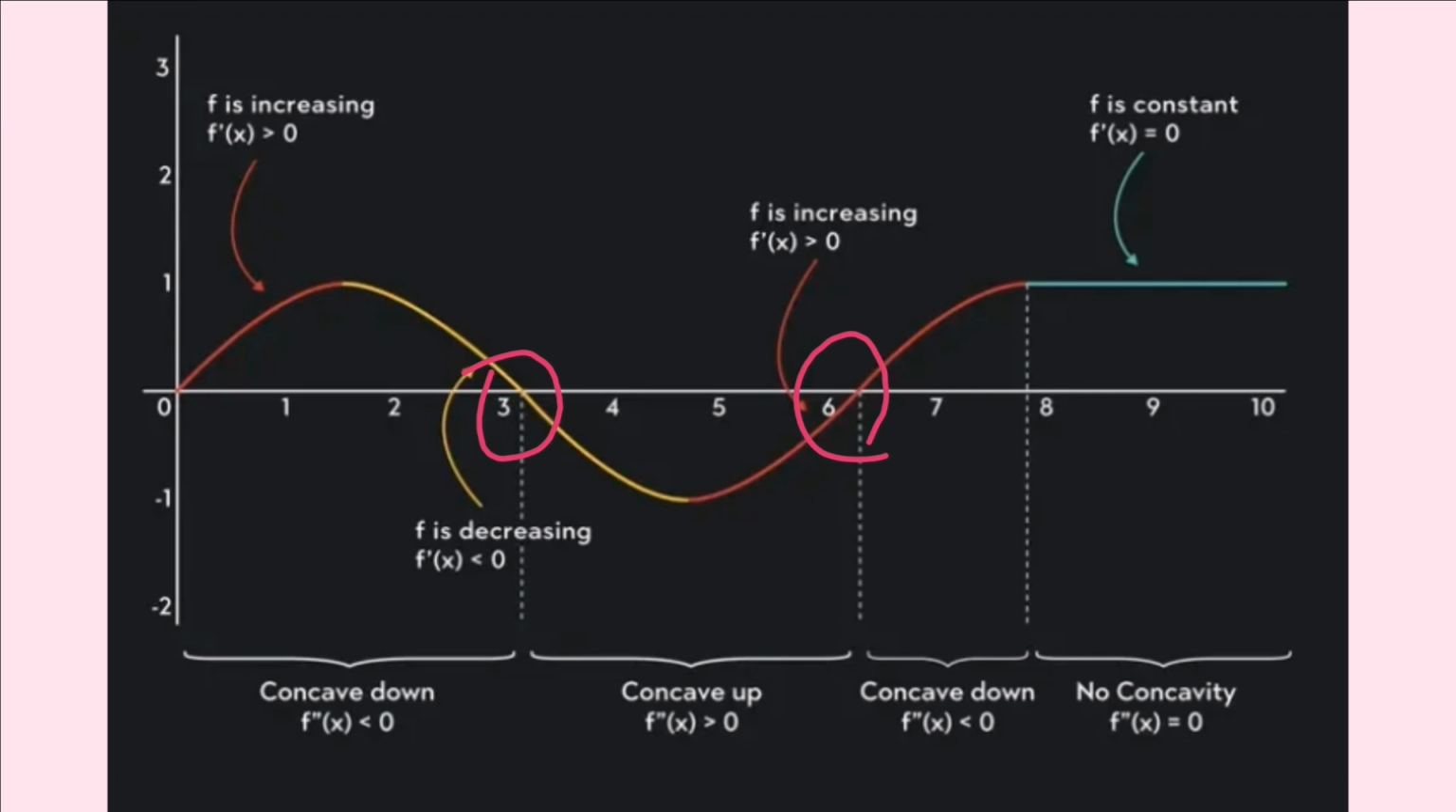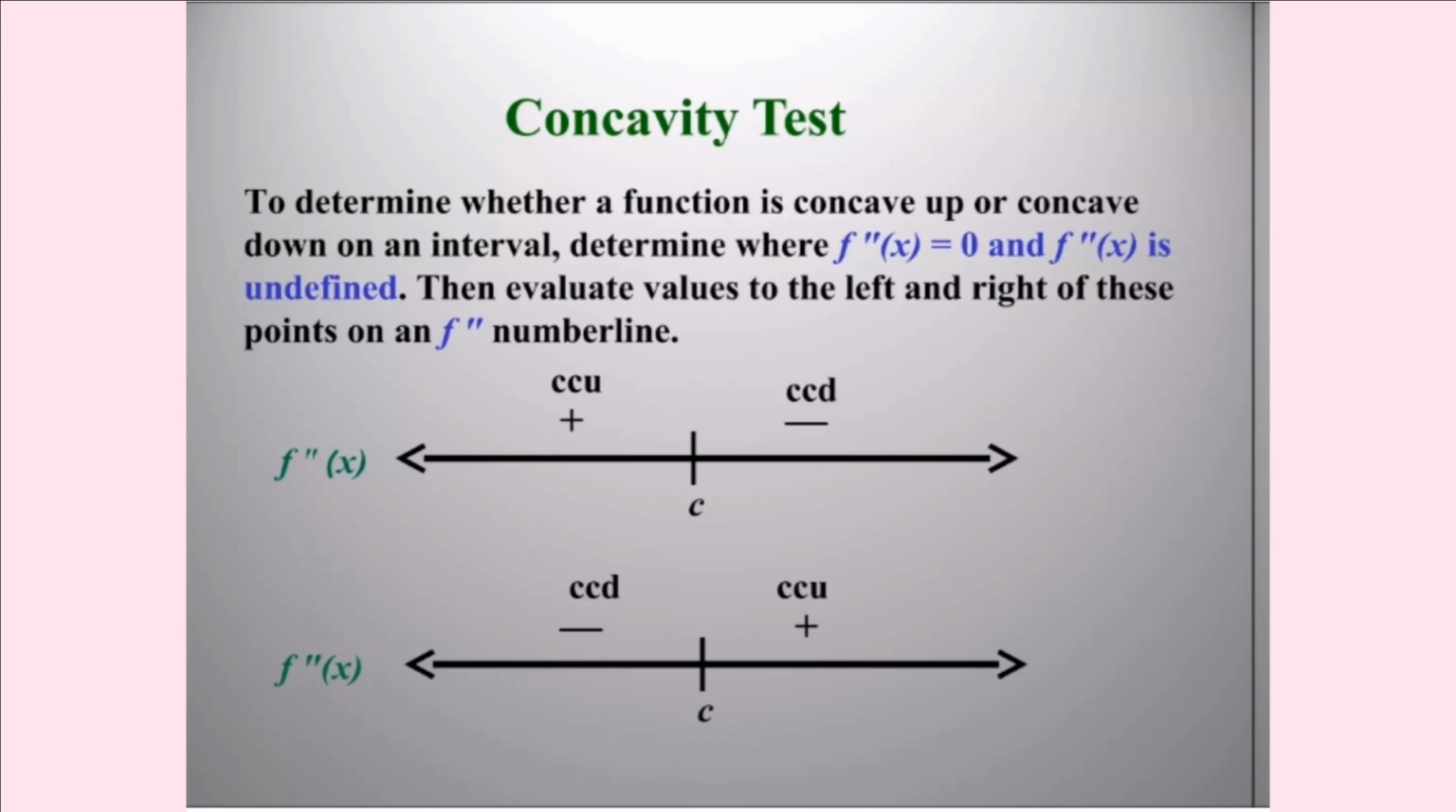What is an inflection point? A point on which concavity changes. The function changes concavity from concave down to concave up or from concave up to concave down. Then this point will be an inflection point.